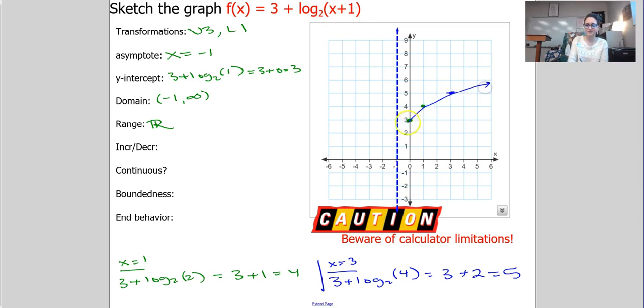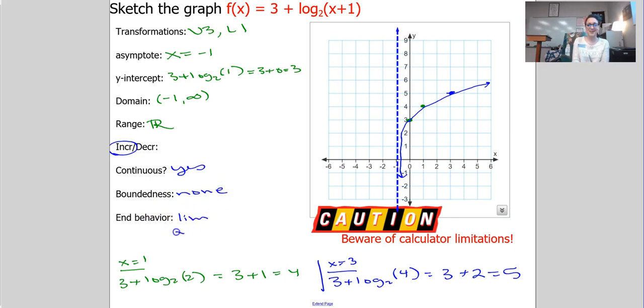Remember, it does increase just very, very slowly and then approaches negative infinity here. All right, so is this function increasing or decreasing? This one's increasing. Is it continuous? It is. I can draw this without picking up my pencil. Is it bounded at all? It is not. And now let's talk end behavior.